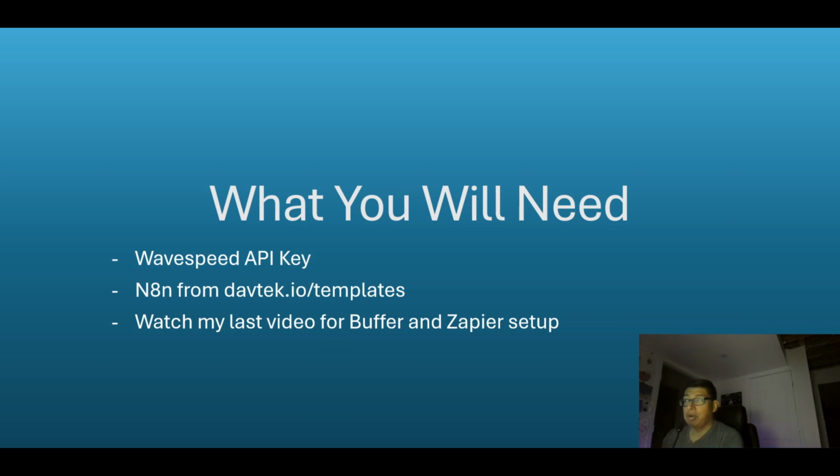All right, so in order to get this working, I know before, I don't know if it's still the same, but in order to get Sora 2 from OpenAI, you needed an invite code. You're not going to need that for this video. In order to get Sora 2 working, we're going to be using a service called Wavespeed. Now, with Wavespeed, we're going to be getting a Wavespeed API key. It's very easy to set up. I'll show you how to get that.